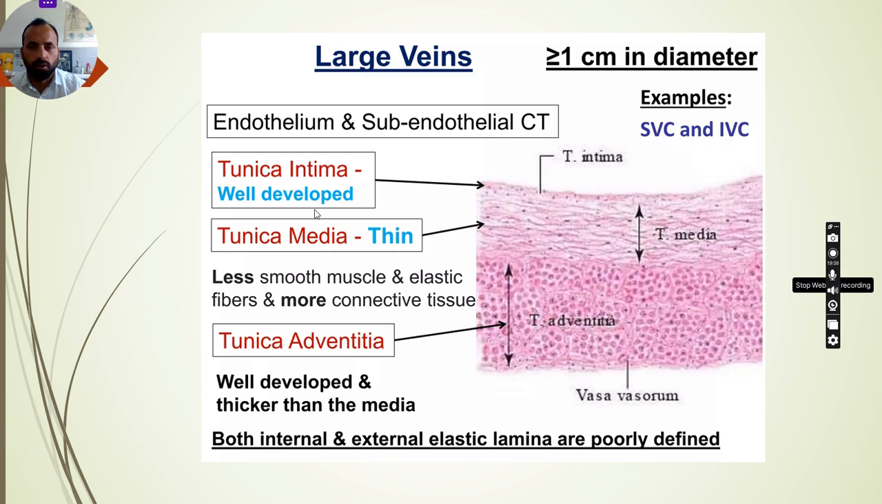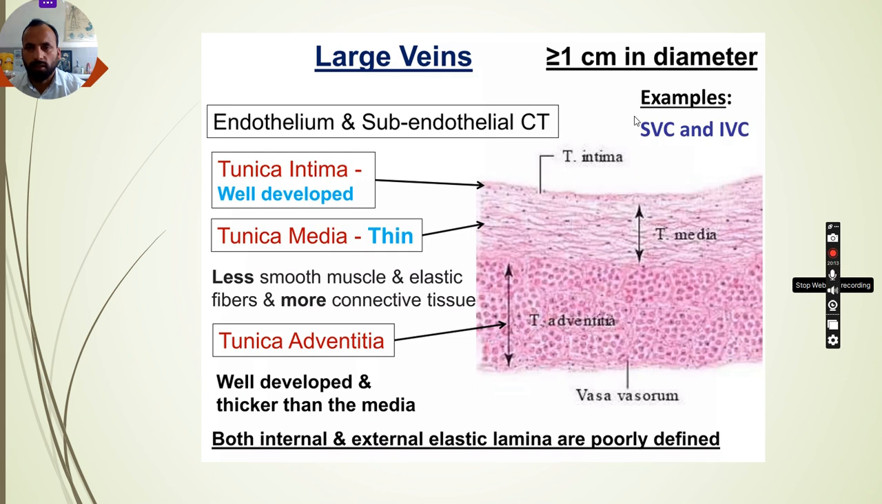So large veins, if you see the histological picture of the large veins, you have endothelium and subendothelial connective tissue in tunica intima. So tunica intima will be very developed in the large veins. Tunica media will be very thin because less smooth muscle and elastic fibers will be present in the tunica media. So tunica adventitia will be very well developed, and in tunica adventitia there will be small blood vessels that are called the vasa vasorum. So internal and external elastic lamina are poorly developed in case of the veins, as in the large vein also.